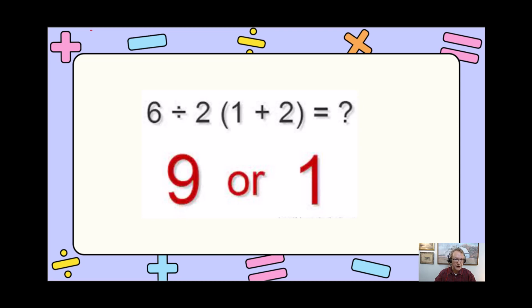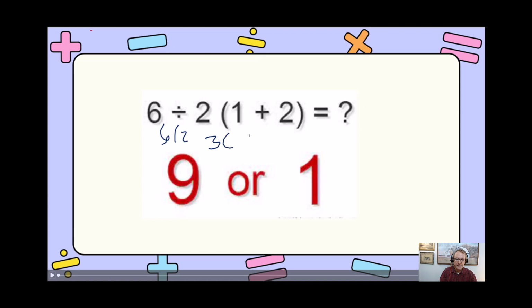How many answers are there to this problem? Does the answer depend on how you work the problem? Well, let's see. You could do the problem as 6 divided by 2 to get 3. Then you could add 1 and 2 to get 3. And 3 times 3 is 9. We know those calculations are correct.